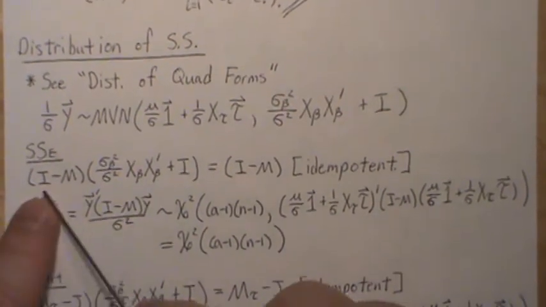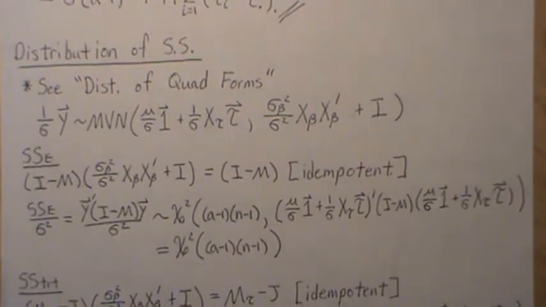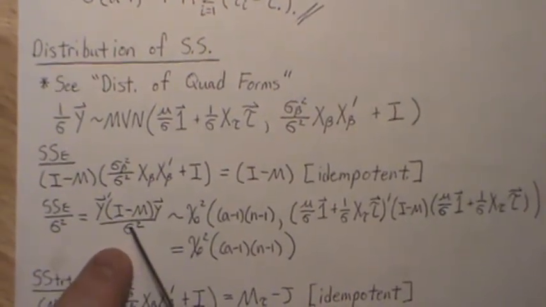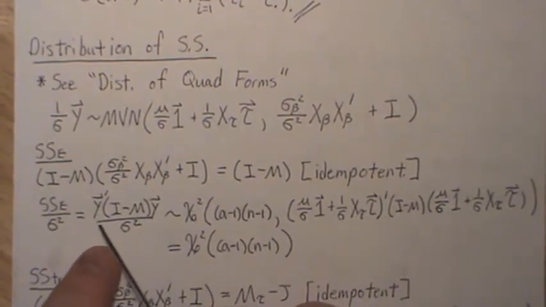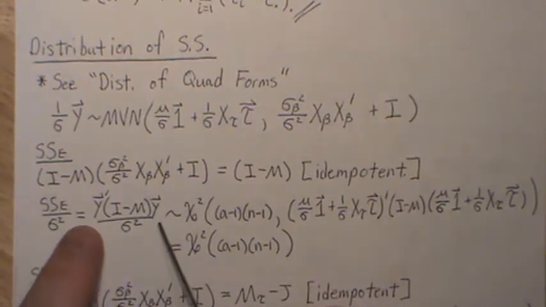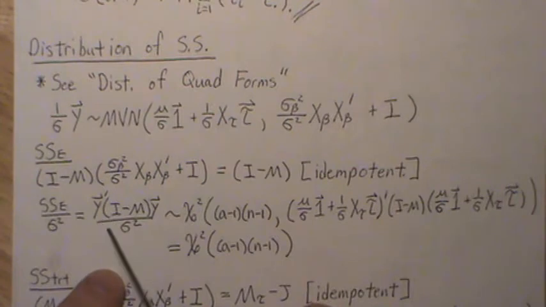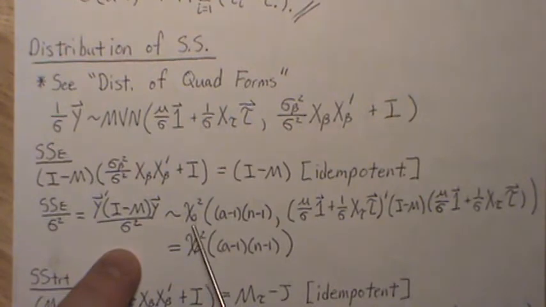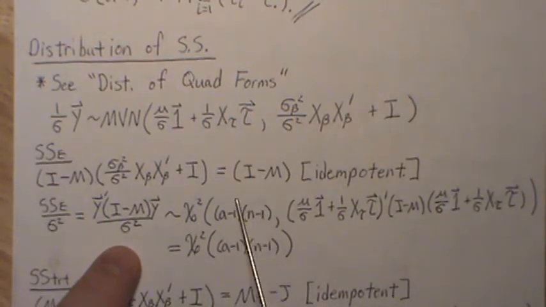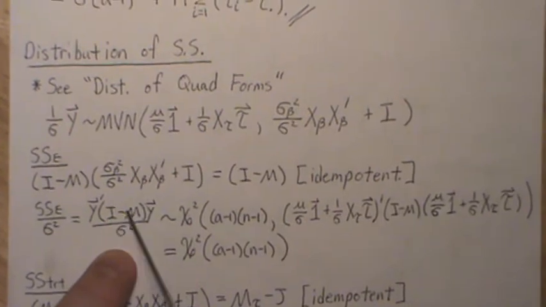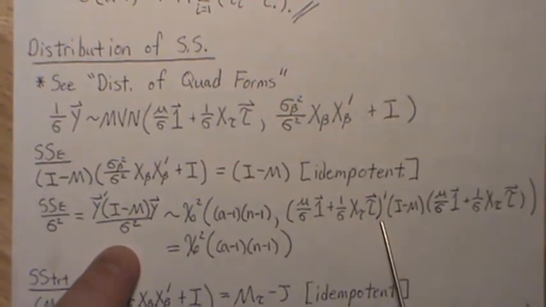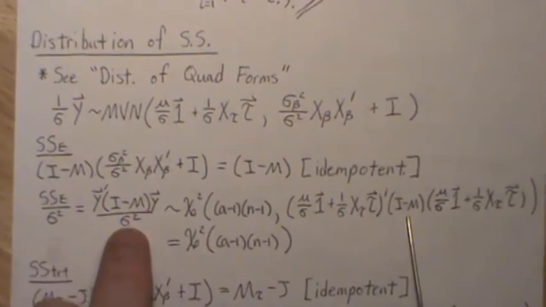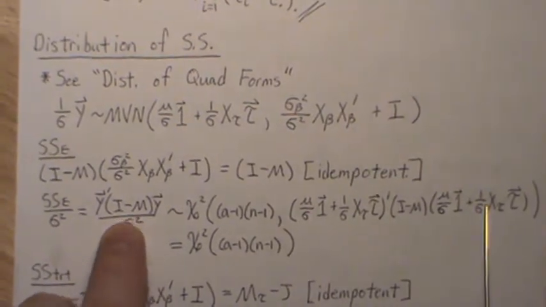And then we also need the rank of I minus m, which we found to be a minus 1 times n minus 1. So that tells me now, remember this y is actually y over sigma, and this is y over sigma. But we combine the sigmas to be sigma squared. So this distribution, according to the theorems in here, is a non-central chi-square distribution with degrees of freedom equal to the rank of this matrix, and the non-centrality parameter is the mean of y times that matrix, I minus m, times the mean of y.